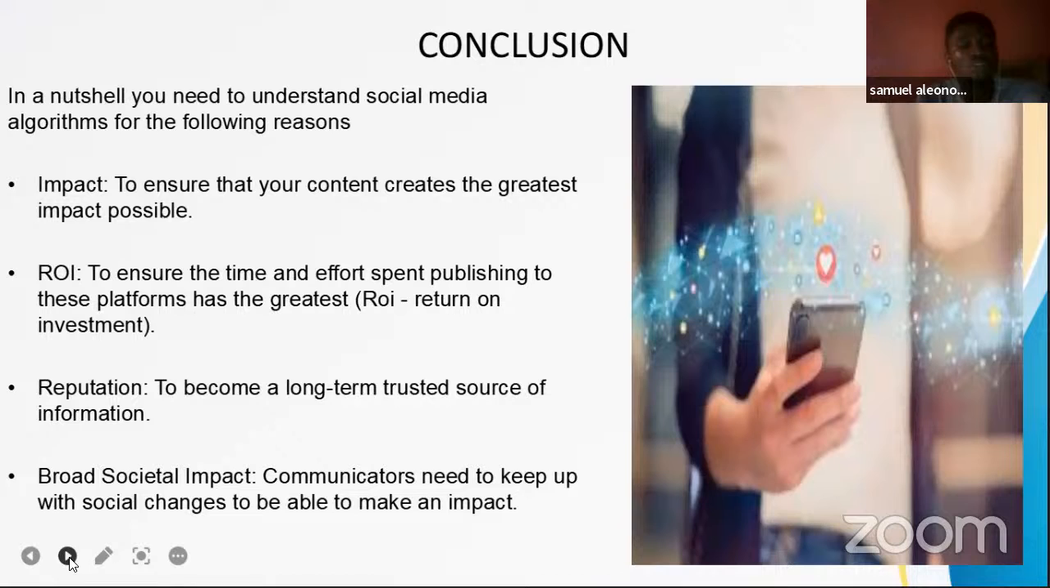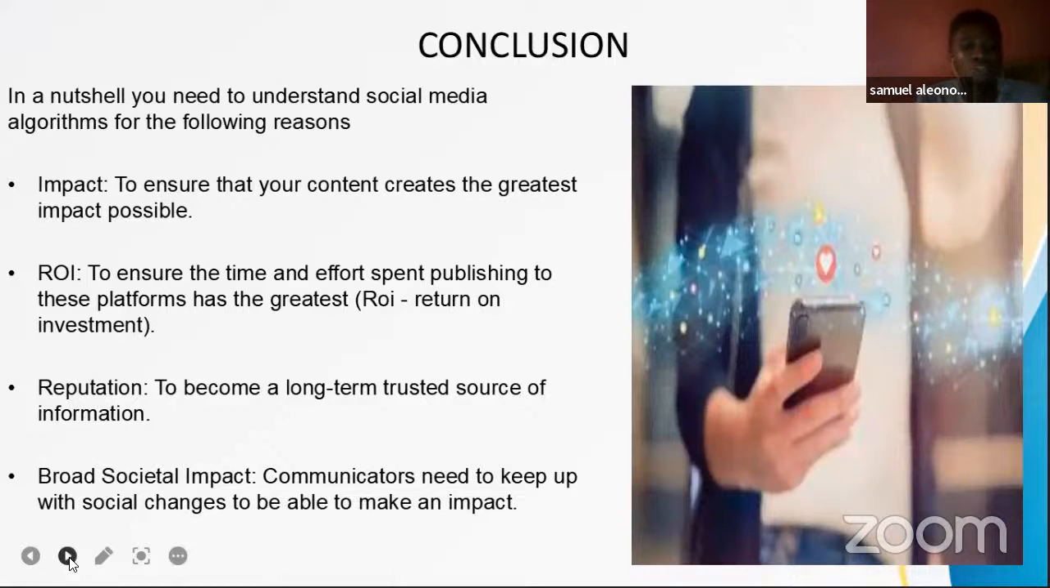Now, return on investment, to ensure that the time and effort spent publishing on this platform has the greatest return on investment. So it's not as if you're wasting your time, because it takes great effort to create quality content, because quality is what catches people's attention. It's not just about the algorithm. If you follow the algorithm and you're not creating quality content, then you won't get the results desired. So when you take time to create quality content, you also need to get a return on investment.